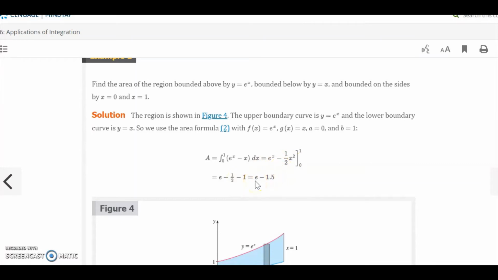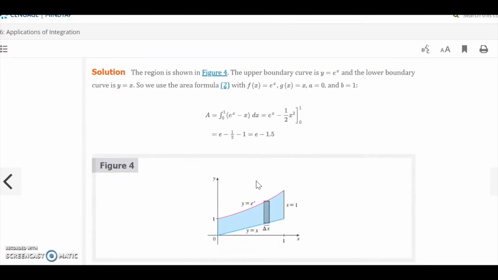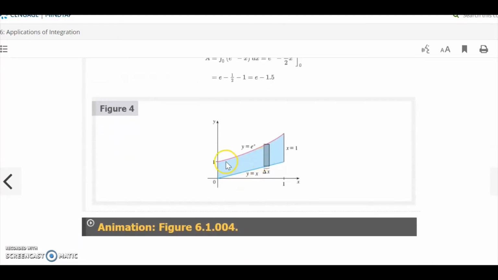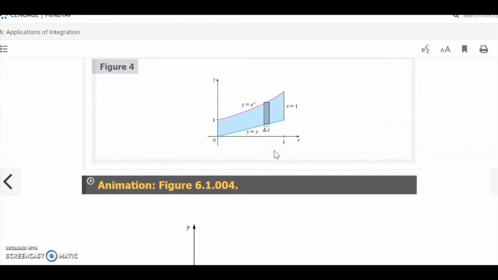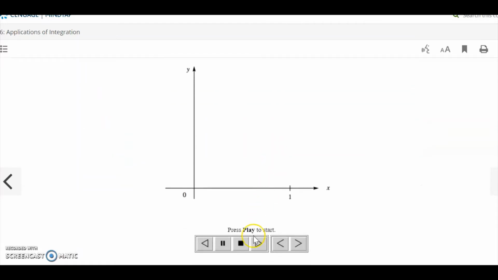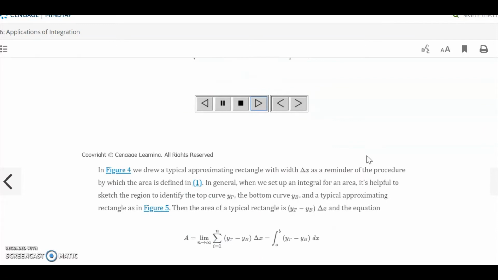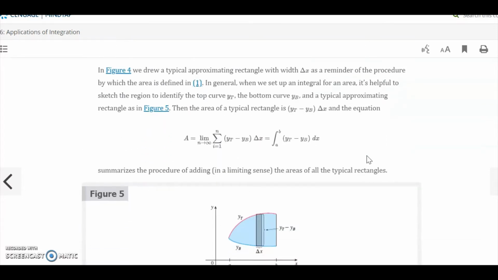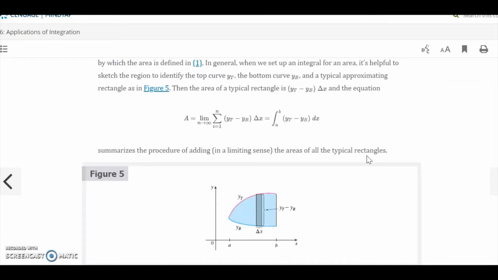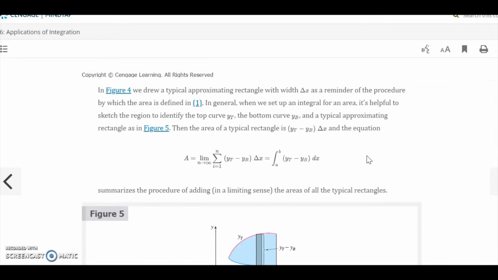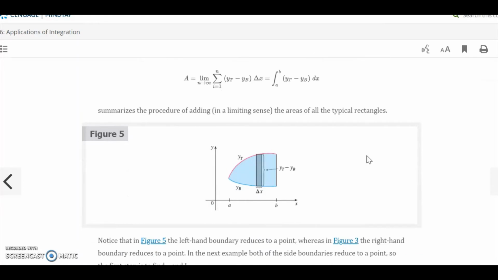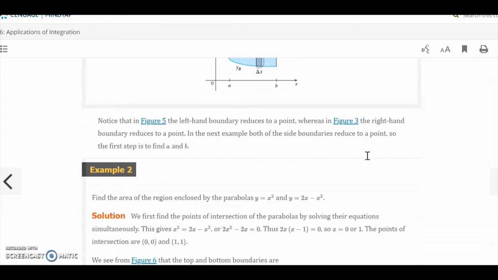Okay? And then that's equal to e minus 1.5. And they show it down here below. So again, we have that top function, we're subtracting the lower function, and we get what's in between. And they have a couple different animations throughout this section, which makes it nice to visualize. Alright. So again, it gives another nice little visual example of everything.